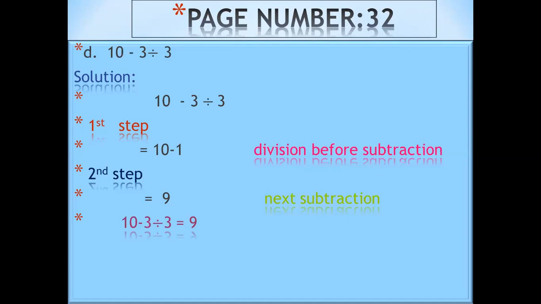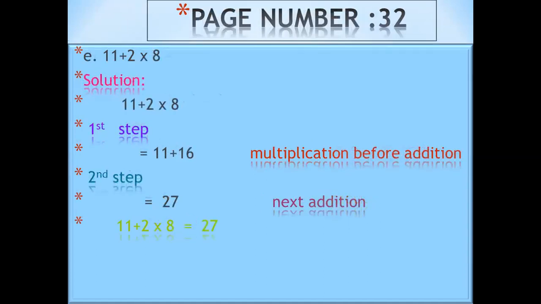Come to the next part, E, and again addition and multiplication. Okay, who will tell me which operation is the first, multiplication or addition? Good. All of you are correct. Multiplication. First we multiply 2 and 8. 2 multiplied by 8 is 16. And after multiplication, we add 11 to it. 11 plus 16, 27.